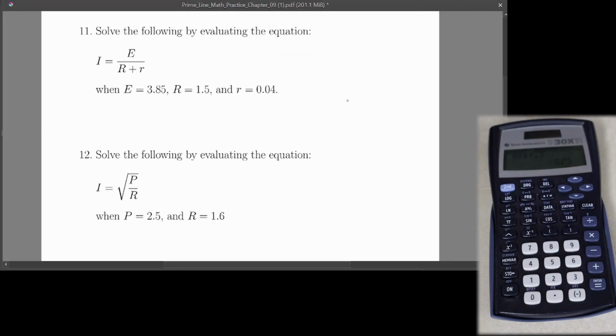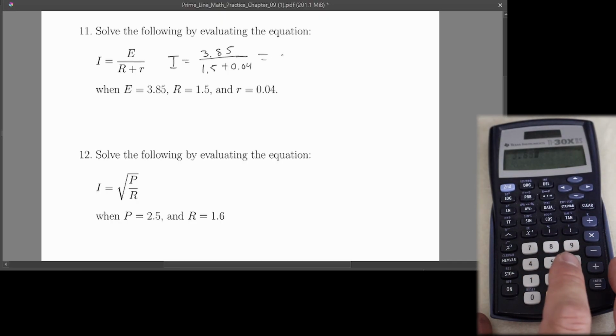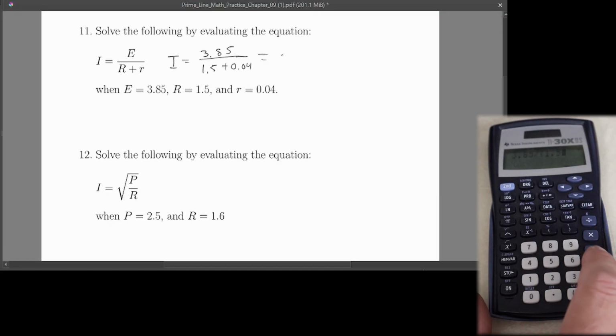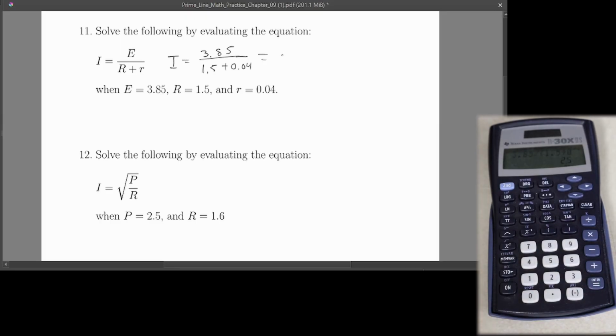Okay, in this problem we are going to plug in what we know. So we can say that I equals 3.85 over our capital R, which is 1.5, plus our little r, 0.04. And we can evaluate that with our calculator. 3.85 divided by 1.5 plus 0.04, and we get a grand total of 2.5.